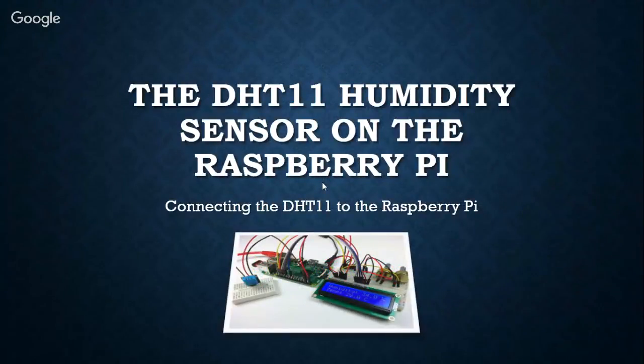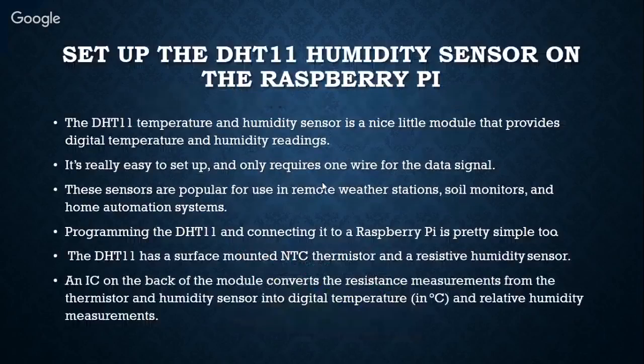DHT11 is the sensor, which is a humidity sensor on the Raspberry Pi, which is connected to it. This is just a pictorial view of how the sensor has been connected to the Raspberry Pi, and one LCD screen is there which will show you the exact temperature. And so, how to set up this DHT11 humidity sensor here.